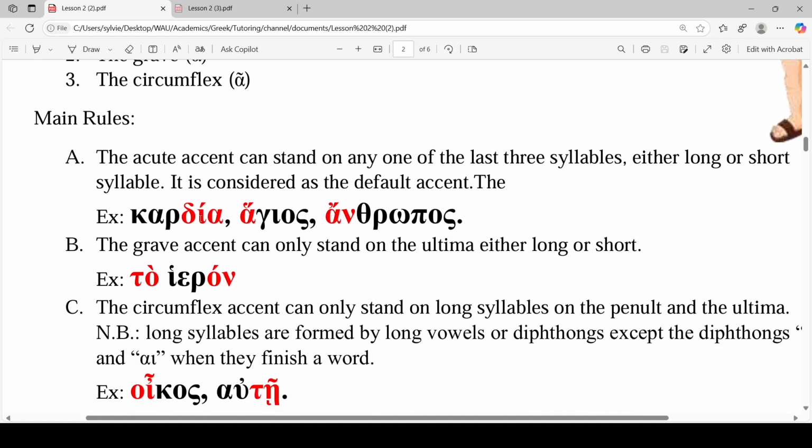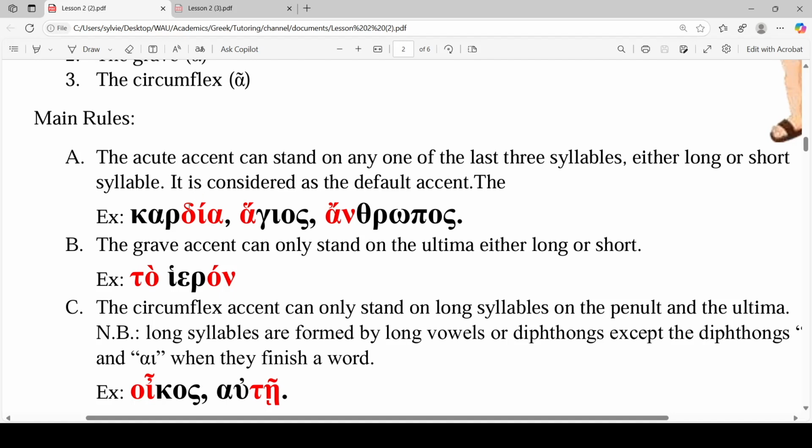So in these words, we have some examples here. Our first word is kardia. Well, if there was not any accent in this word, we could have pronounced it randomly, like with any tone variation. You could have pronounced it kardia or kardia. You could try to pronounce each syllable with the same tone.